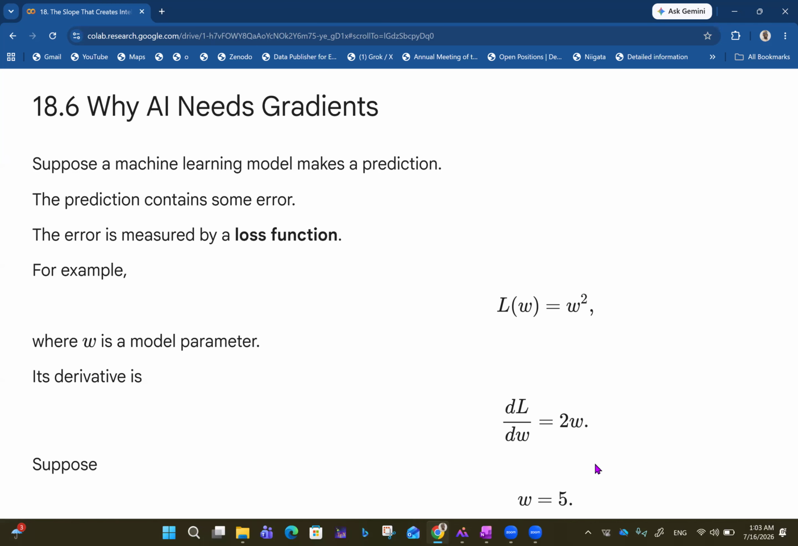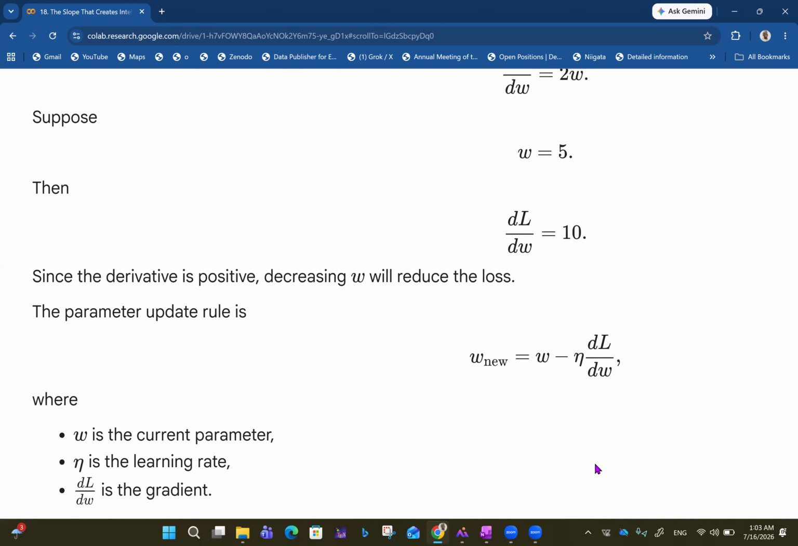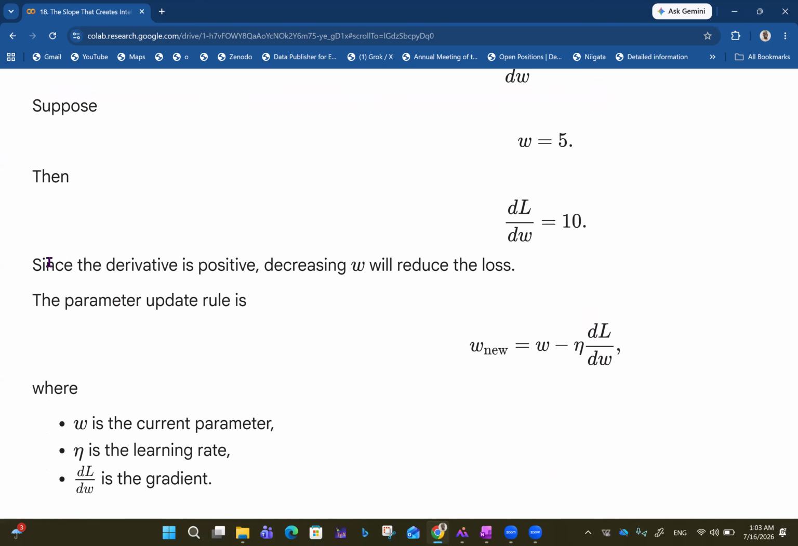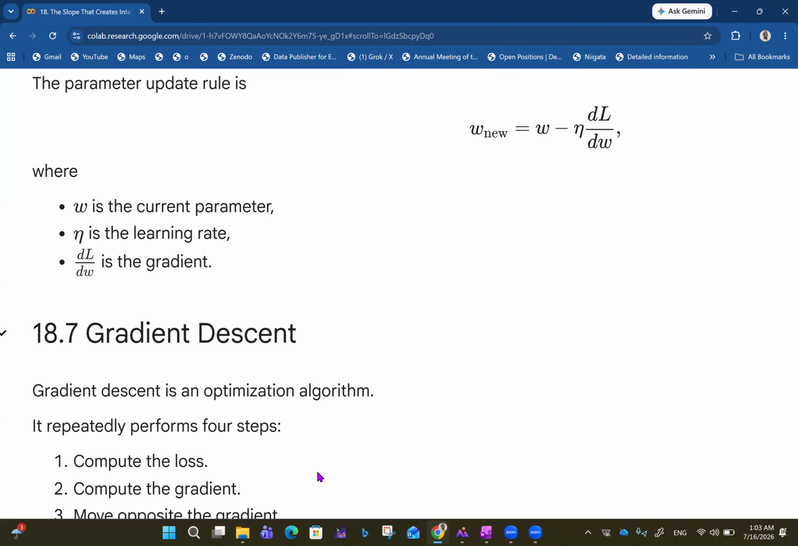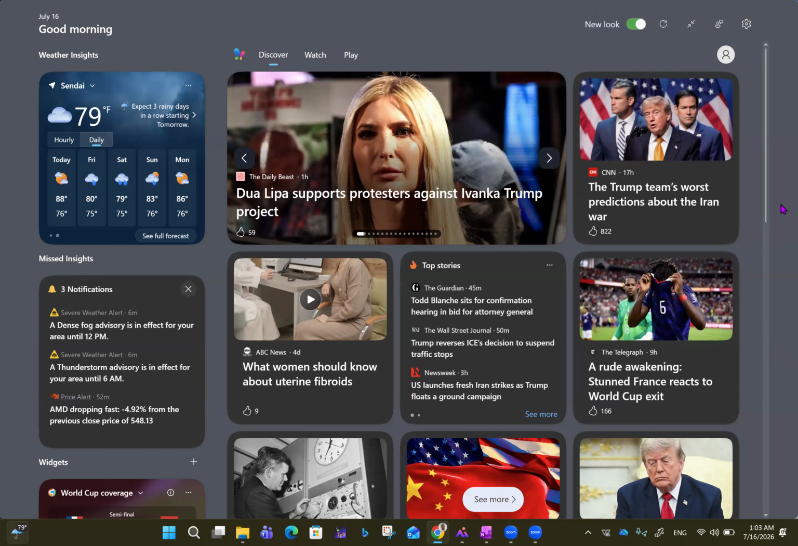Suppose that W is equal to 5. So dL/dW is now equal to 10. Since the derivative is positive, decreasing W will reduce the loss for sure. So the parameter update rule is W new equals the old W minus eta multiplied by dL/dW. W is the current parameter, eta is the learning rate, and dL/dW is the gradient, which we've been talking about. We've learned about slope already; it tells you how fast or how slow things happen. And that reminds us of the idea of gradient descent once more.